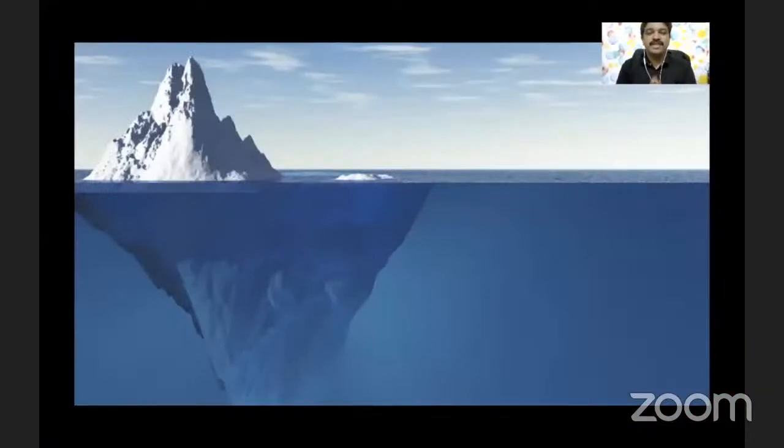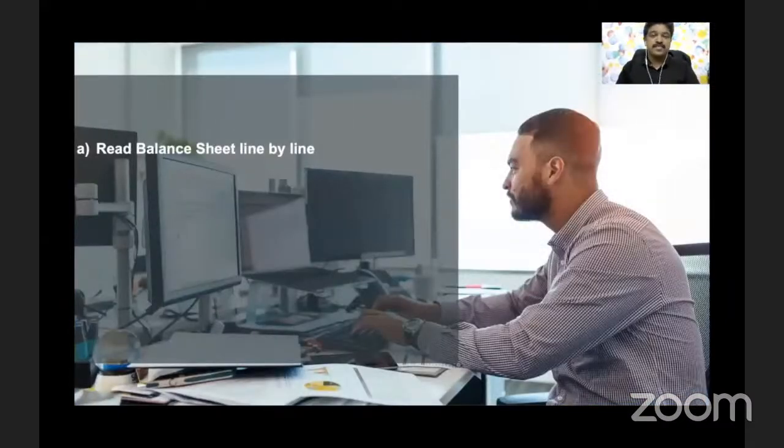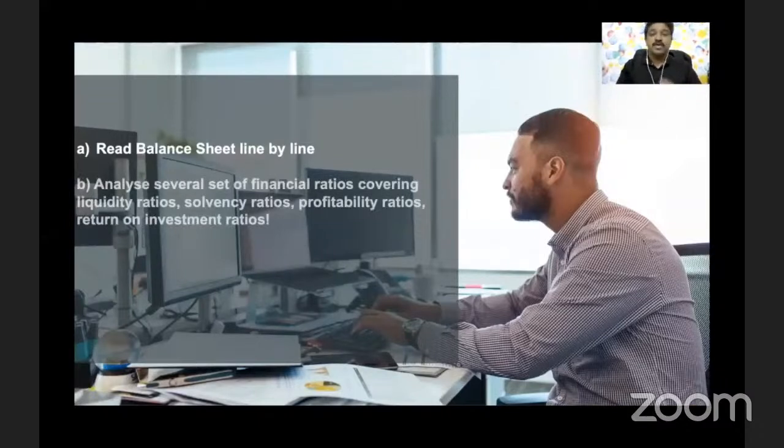Thanks a lot. What you have seen now is only the tip of the iceberg. But the best part is you have understood whatever I have explained so far. The reason why I say it's a tip of the iceberg is because in reality, when you do the credit appraisal, when you do the financial analysis, you have to read the balance sheet line by line. You should focus on every item in the balance sheet. You have to analyze various sets of financial ratios. There will be liquidity, solvency, profitability, return on investment ratios, various sets of ratios.